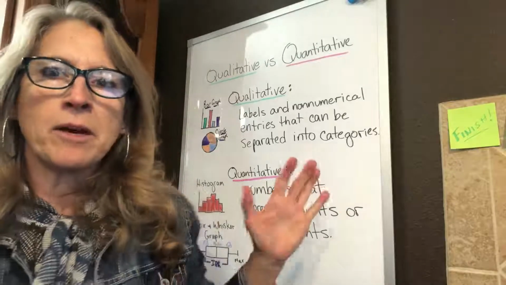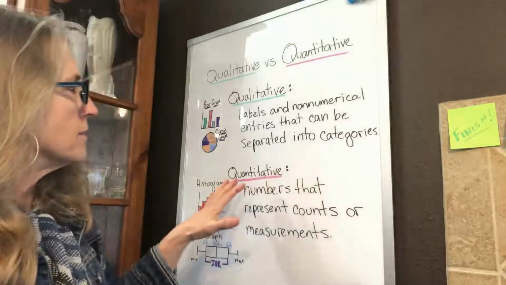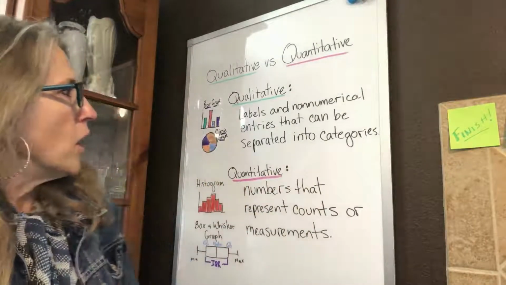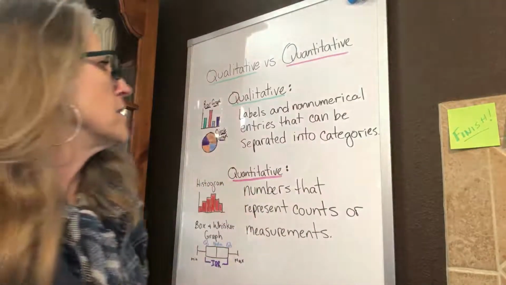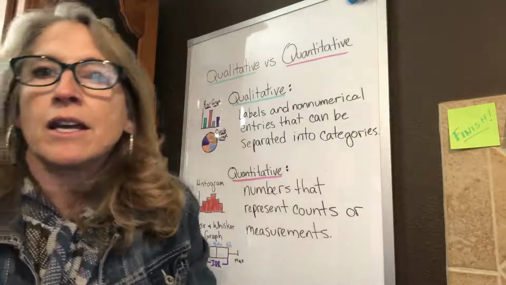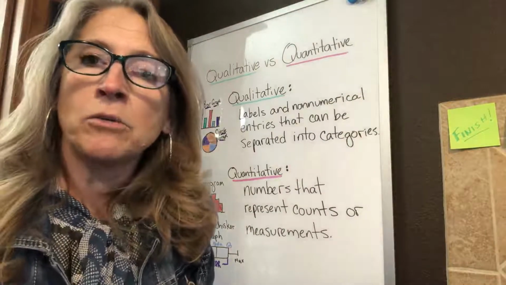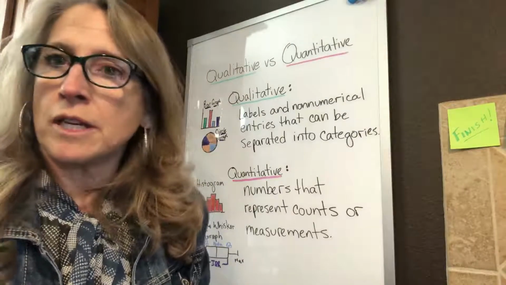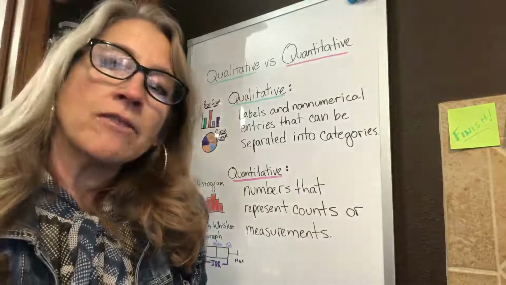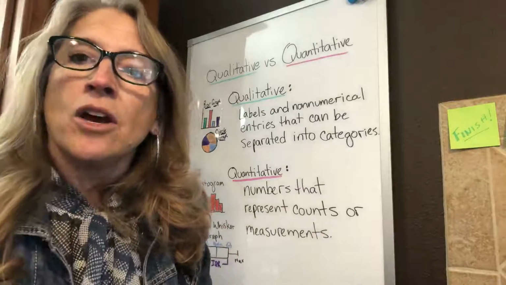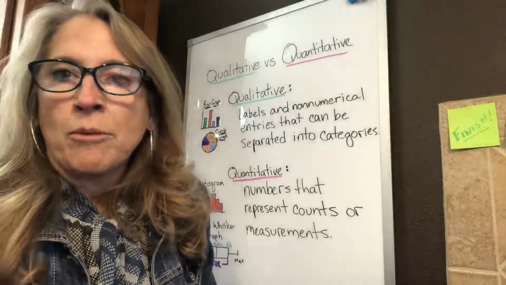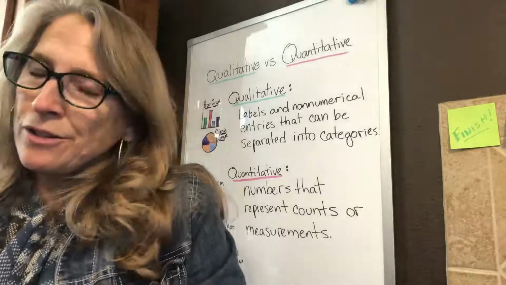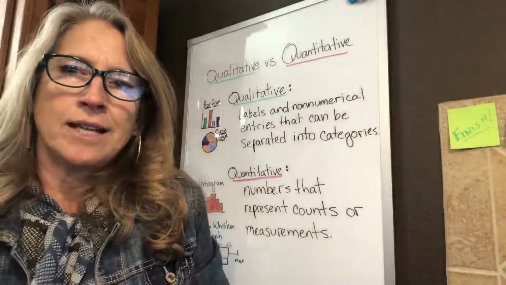As you can see behind me on my board, I've written down a couple of things. Qualitative data: labels and non-numerical entries that can be separated into categories. In the real world, we see qualitative data a lot when we're doing interviews with individuals and classifying what they're saying. We wonder how many people like a certain color, and we class things up by those colors. That would be qualitative data.